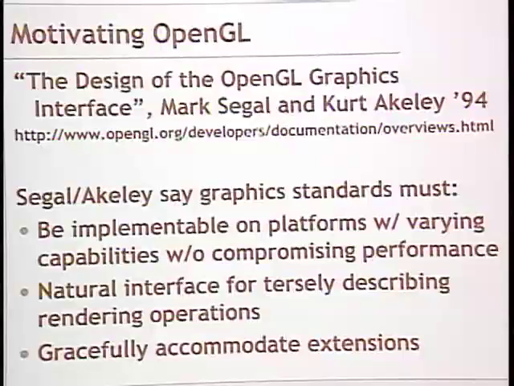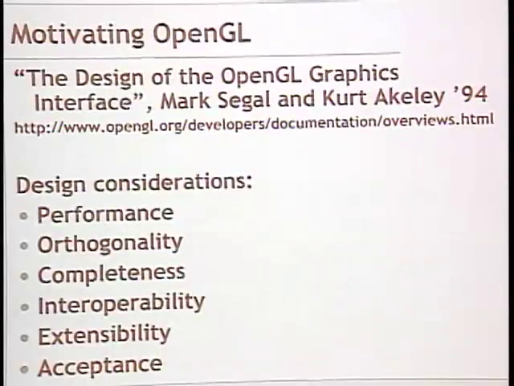And they talk a lot about why they designed OpenGL in the way that they did. This is how they define what graphics standards need to be able to do. Here are some of the things that they felt were important, the things they took into account when they designed it. So it has to be high performance. That was their number one thing.